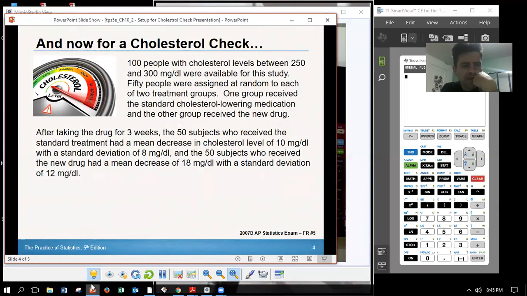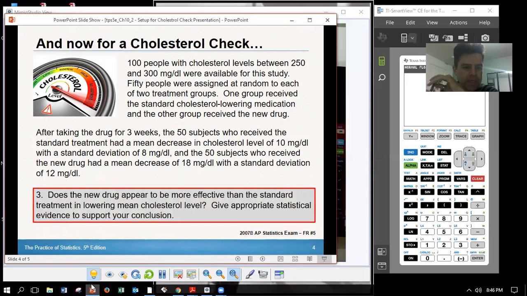So we took those 100 people. It looks like after the 3 weeks, we had the 50 subjects and the 50 subjects get a new drug and the standard, and got some means and standard deviations there. And then they want us to say, does the new drug appear to be more effective than the standard treatment in lowering it? Give appropriate statistical evidence to support your conclusion. Basically they're opening it up for us to make a call. Are we going to do a significance test, or are we going to do a confidence interval?